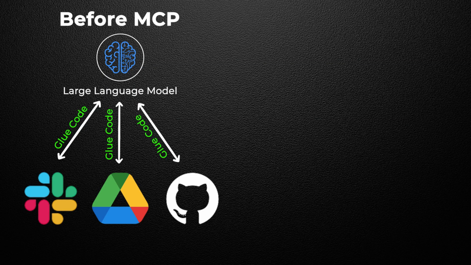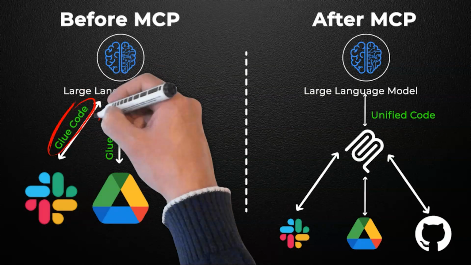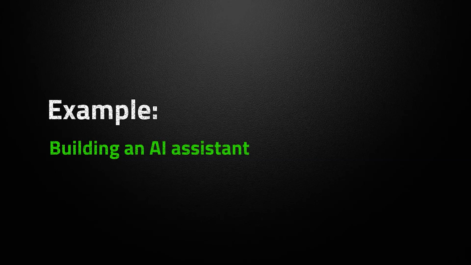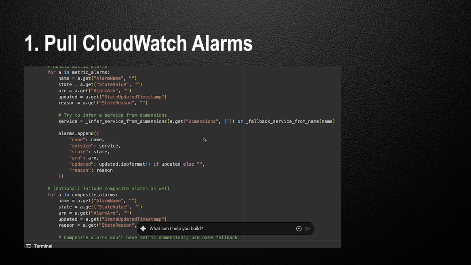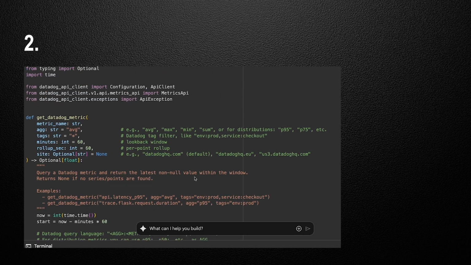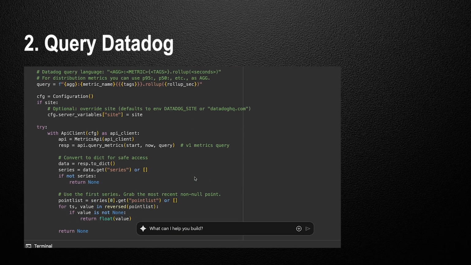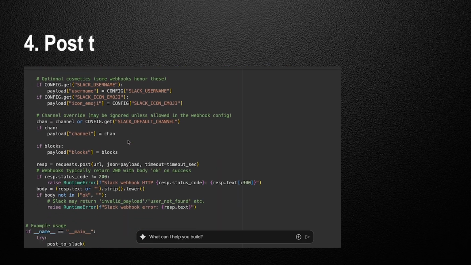Much before MCP arrived, connecting large language models to real-world stuff was 90% glue code. This becomes easy to explain using an example. Say I want to build an AI assistant that summarizes active incidents in our production environment. I wire 4 adapters in my code. One to pull CloudWatch alarms, what's red, which service it maps to, etc. One for querying a metric in Datadog, just to sanity check the signal. One to open a Jira ticket if it's real, and another to post the summary on Slack.